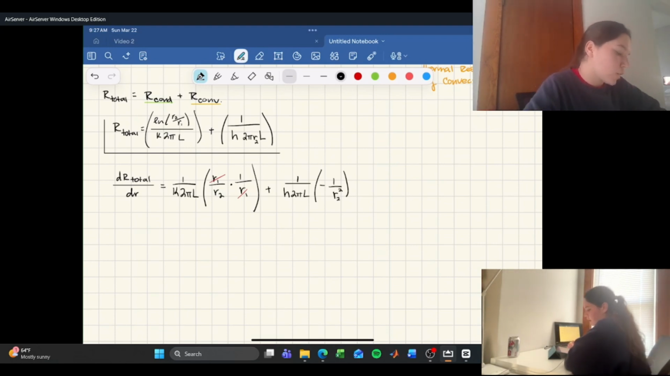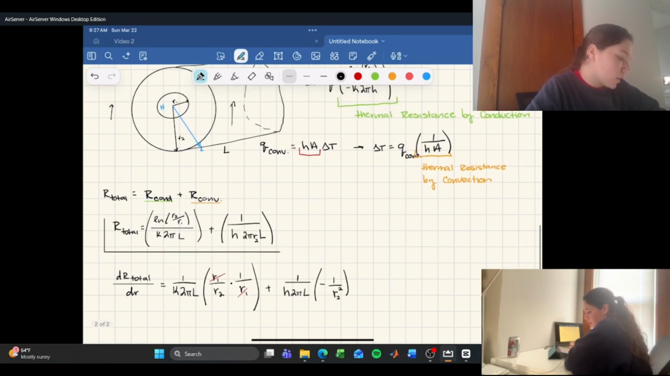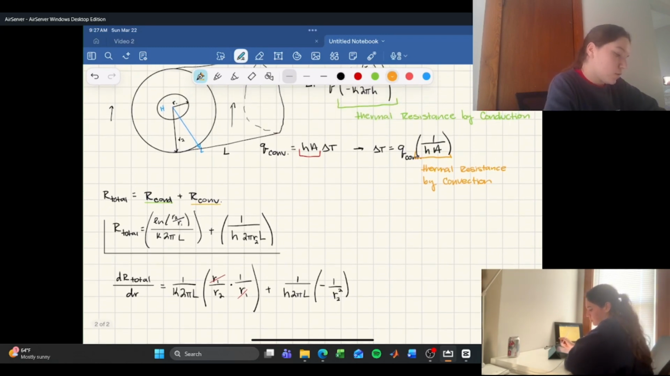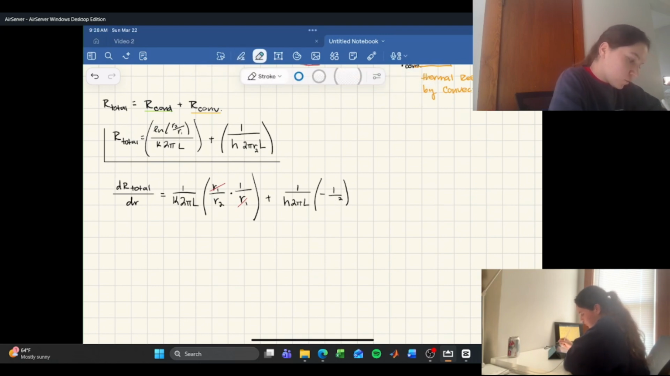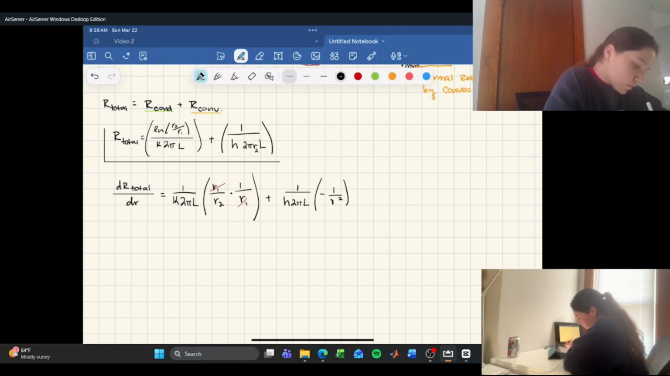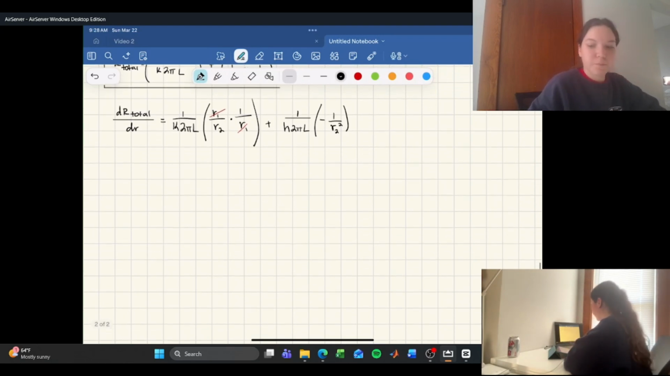I forgot to write that in there, because convection is the transfer from a surface to a fluid. So where that comes in contact is at the end of R2. So that's going to be here. Says the radius 2 squared.